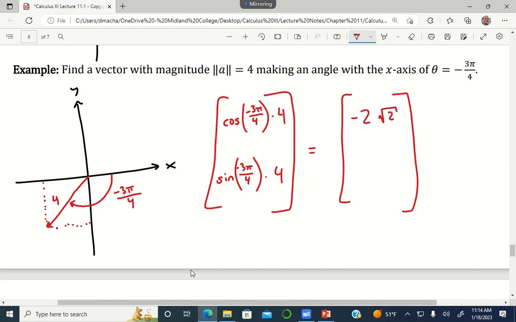And then what is sine of negative 3 pi over 4? Yeah, it's negative root 2 over 2 again. And so once again, after I multiply times the magnitude of my vector, I have negative 2 root 2. And so that's it. Does that make sense? Okay.